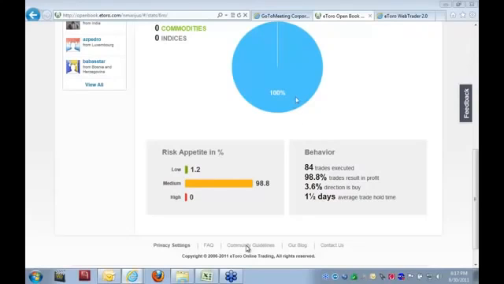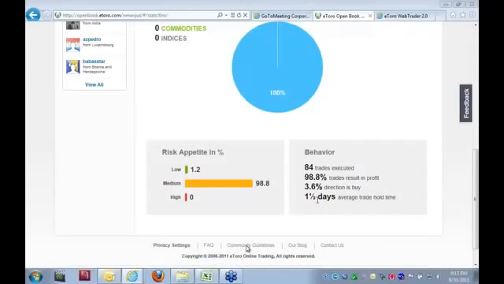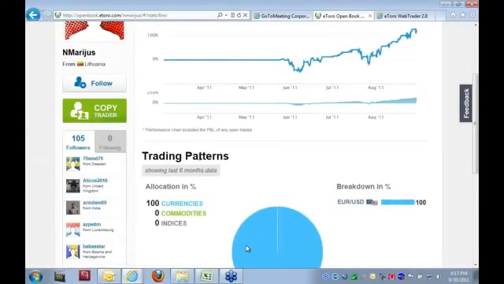Pretty much, yes. Now, we see here the risk appetite in percentages. Not really. All right. So we see here the risk appetite. It's medium risk appetite. This guy likes to hold his trades. He's what we call not a long-term trader. He's a short-term trader, but not an extremely short-term trader. He does hold his trades for 1.5 days. Okay, that's overall what we can see about him.